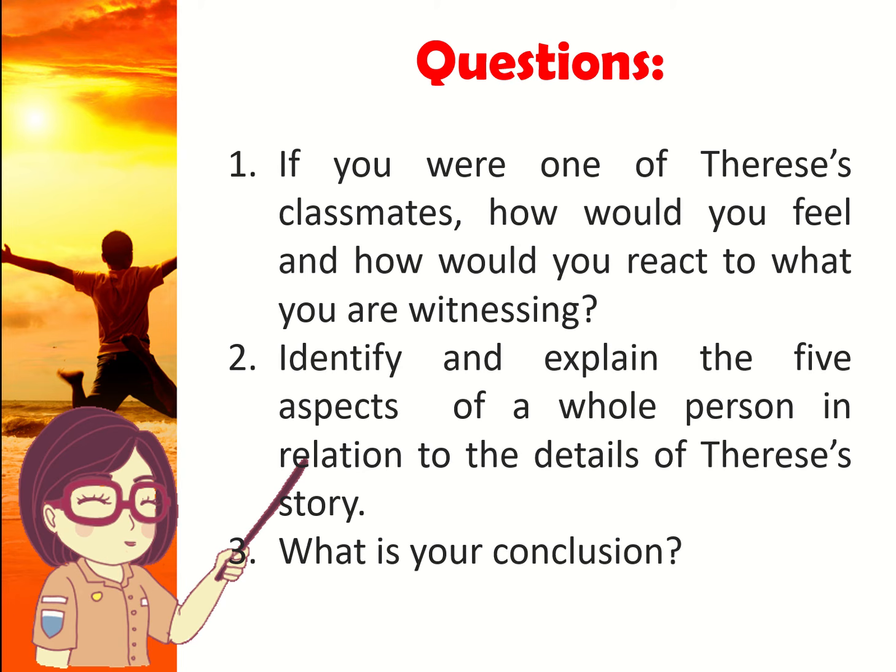Now you also have to identify and explain the 5 aspects of a whole person in relation to the details of the story, and what is your conclusion about it. Unsa may nabuhat ni Therese, diba? So unsa may nabuhat niya, she was able to control her emotions and she didn't give in to the emotions nga nag-build up niya. Right?